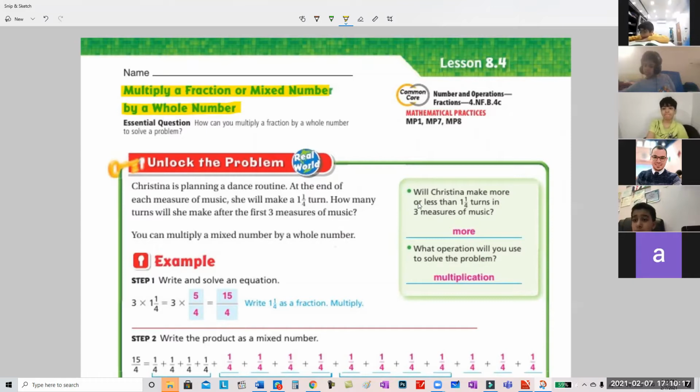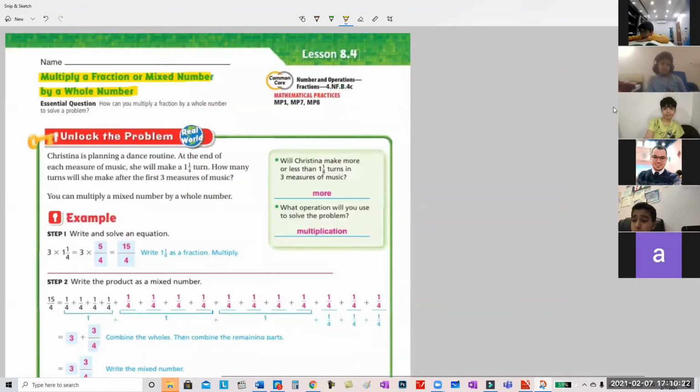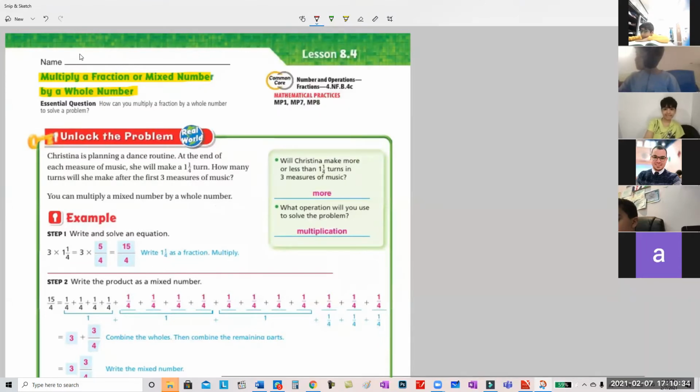Okay, the first step, you have to write down these steps after me, please, okay? Do you have a paper or a notebook? You have to write down these steps after me to understand the lesson. Okay, bring out a paper or a sticky note or a notebook, whatever. So let's rewrite our example here. 3 multiplied by 1 and 1 over 4.